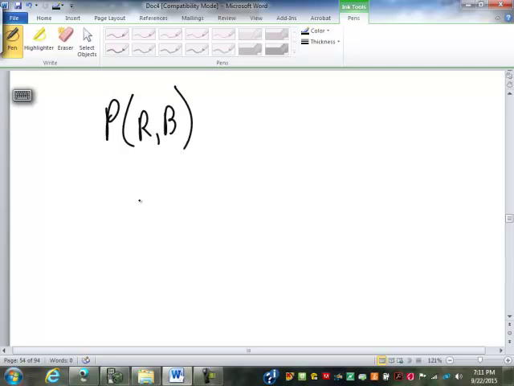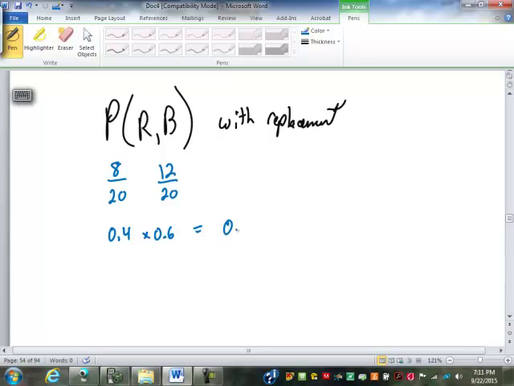So let's say what's the probability of pulling out a red followed by a blue with replacement? What's the probability of the first one being red? 8 out of 20 or 0.4. Put it back. What's the probability of the second one being blue? 12 out of 20 or 0.6. Multiply those together is 0.24.